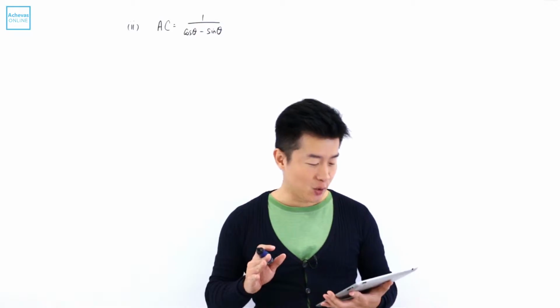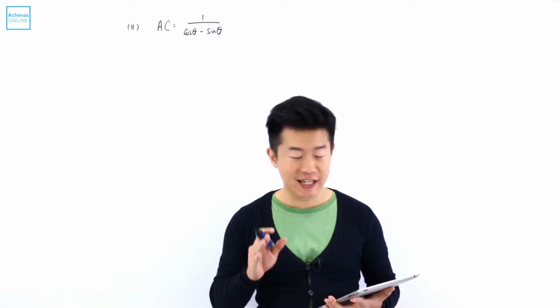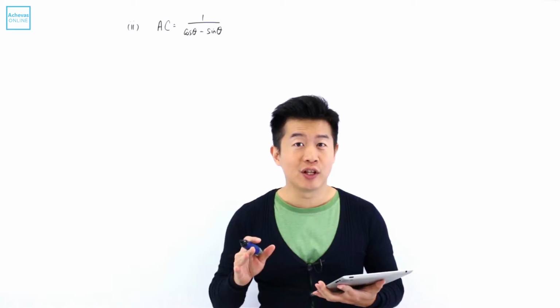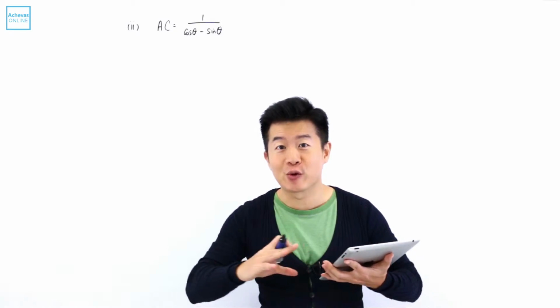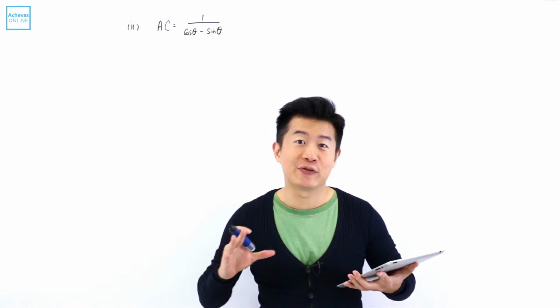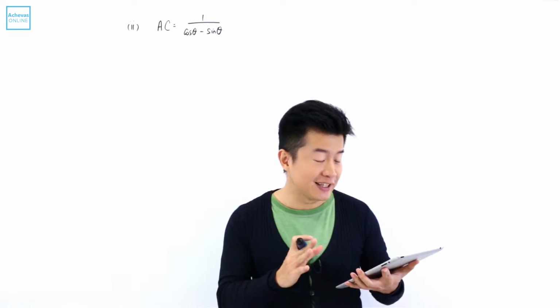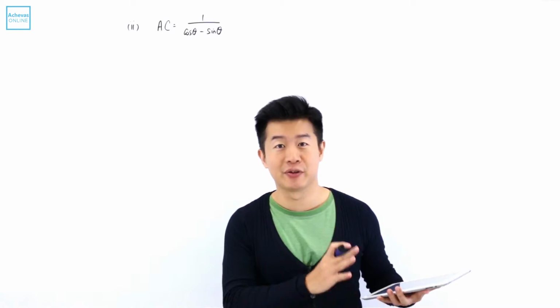It is given to me by the question that theta is a sufficiently small angle. How small? It is small enough according to what the question wants me to show. It is small enough for me to ignore anything that is theta to the power of 3 or above.